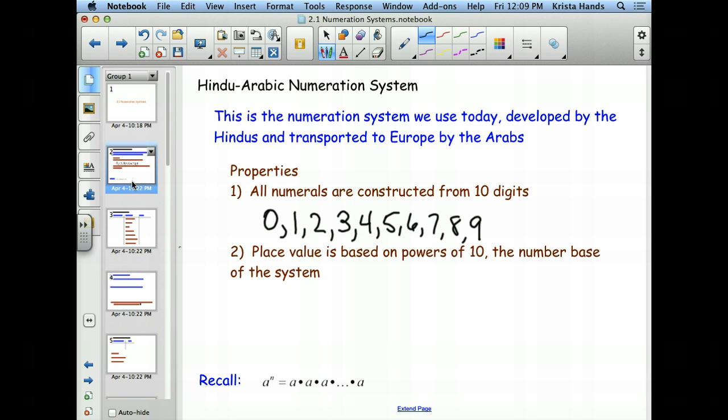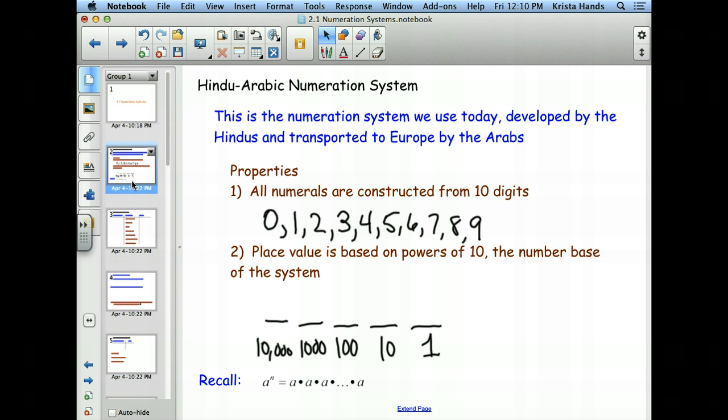Another property of our system is that it's a positional system. It has place value, and the place value is based on the base 10 system. So when we look at our places, for instance, I'll put 5 of them in here. We have the ones place, right? What's the next place over called? It's the tens place. And then the hundreds place. And then thousandths. And then the last one I've got up here now anyway is 10,000ths.